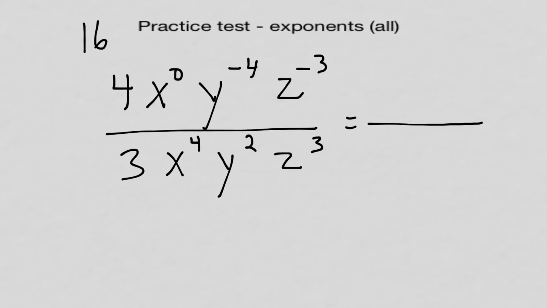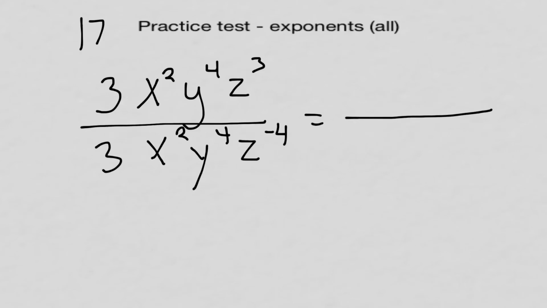All right, number 16, numbers, x's, y's, and z's. Take them one at a time. Numbers, 4 over 3 just comes down. X's, 0 minus 4 is going to give you x to the negative 4. So I'm going to turn it positive and put it on the bottom. Okay, y's, negative 4 minus 2 is going to give you y to the negative 6. All right, I'm going to turn that positive and put it on the bottom. And finally, the z's. Negative 3 minus 3 is going to give you negative 6. So it'd be z to the negative 6. I'm going to turn that positive and put it on the bottom.